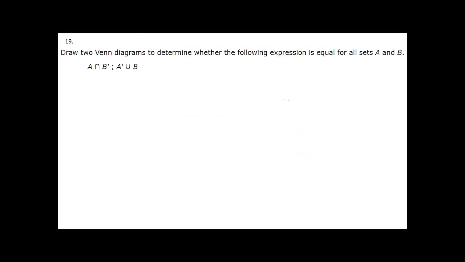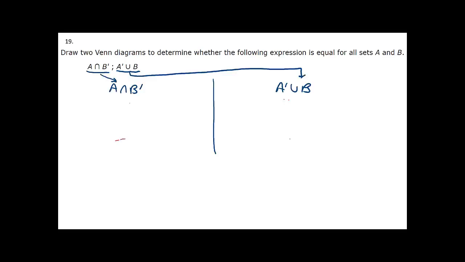Number 19. Draw 2 Venn diagrams to determine whether the following expression is equal for all sets A and B. You start out with 2 expressions. You've got A intersected with B complement, and then you have A complement union with B. And just take them one at a time and draw a Venn diagram for them and see if they come out to be the same Venn diagram.